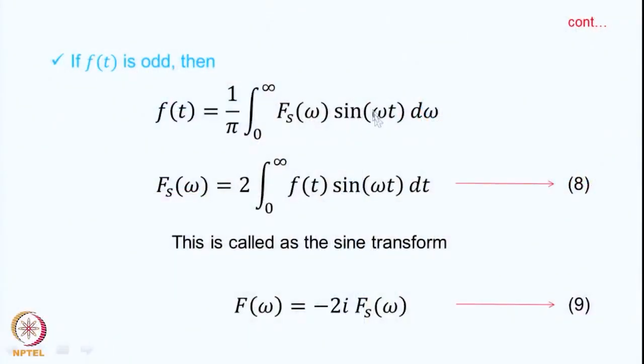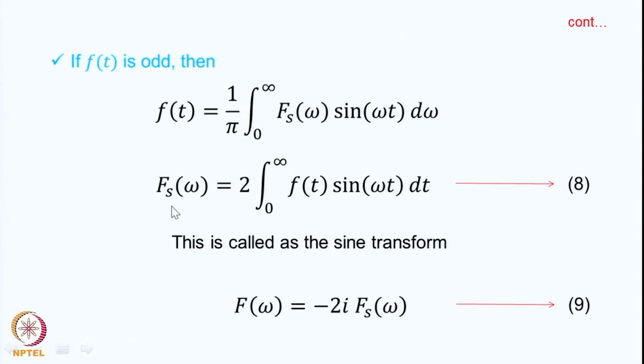Likewise, if f of t is odd, that means f of minus t is equal to minus f of t, and that happens when you have f of t as a sine function. For example, here I considered a sine function. In this situation f of t can be written as 1 by pi, integral 0 to infinity, f_s of omega sin omega t d omega. These things will simply follow from the basic definition which I gave in the very first slide.